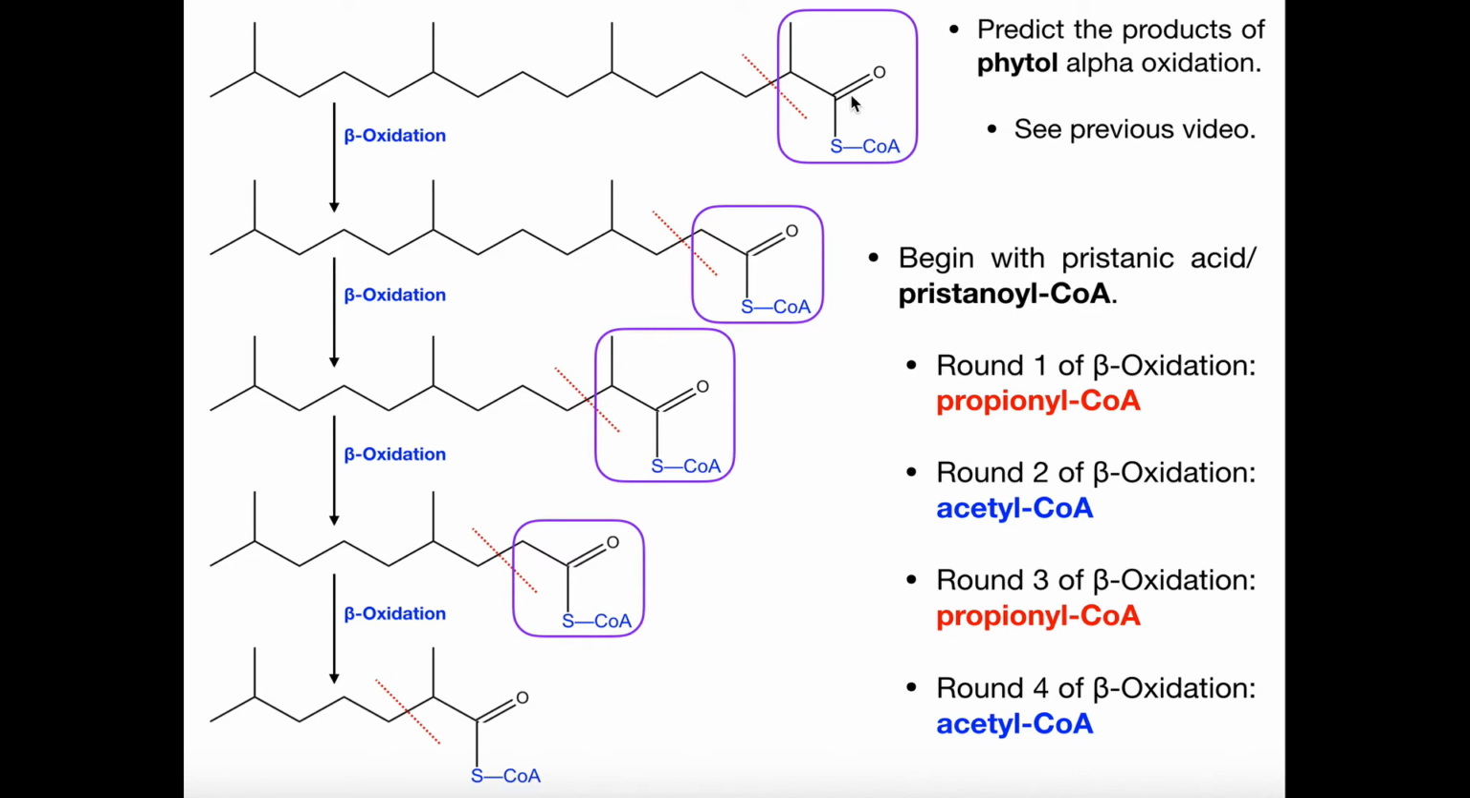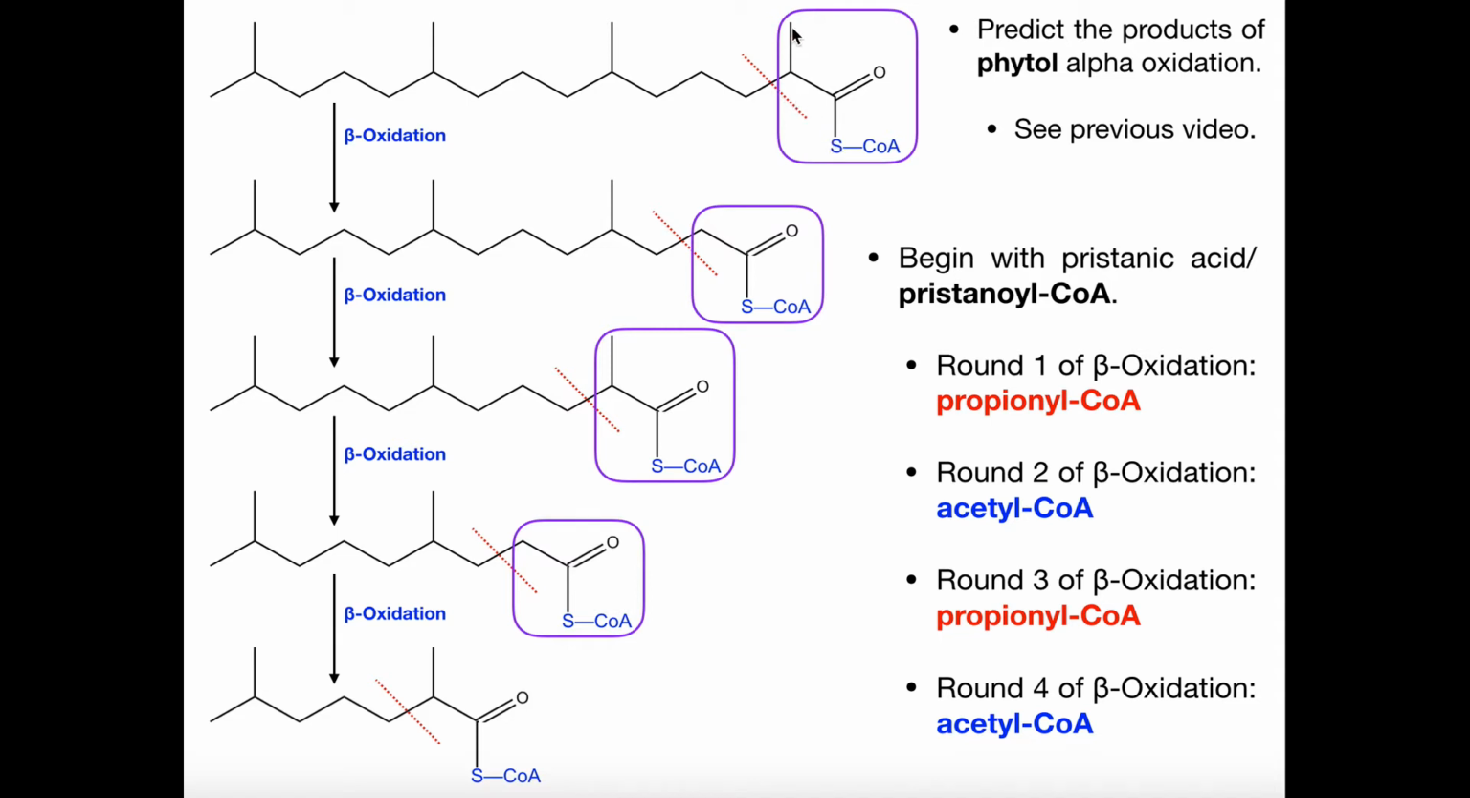And we're just going to run this through beta oxidation a bunch of times, and I've got this red line here that's showing which bonds we're splitting, and we're going to see what the products are. So this is of course our first round of beta oxidation. Here's our alpha carbon, here's our beta carbon. We're just going to split the bond right between those.